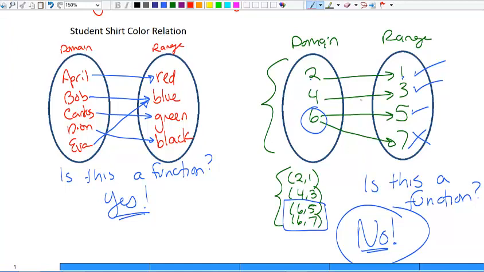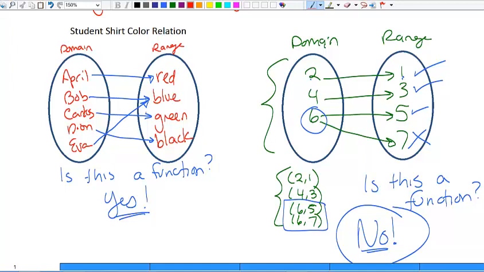Even though the domains have to be on their best behavior, meaning every element in the domain can only be mapped to, or dating, one element in the range, it is not the case for the ranges. The ranges are allowed to date as many people as they want. Okay, the ranges don't have to be on their best behavior.